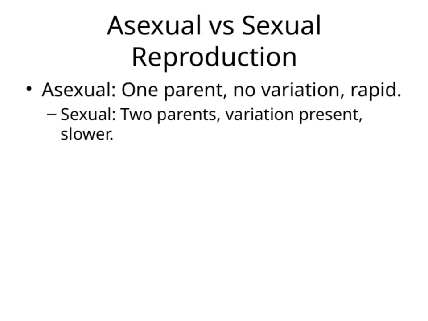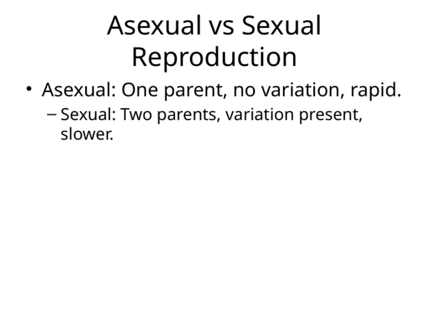Let's take a closer look at the differences between asexual and sexual reproduction. In asexual reproduction, there's only one parent involved, which means the offspring are essentially clones of the parent, leading to no variation. This process is usually rapid, allowing populations to grow quickly when conditions are favorable.